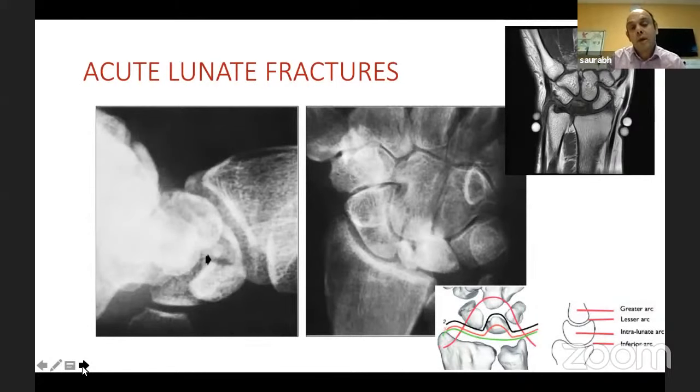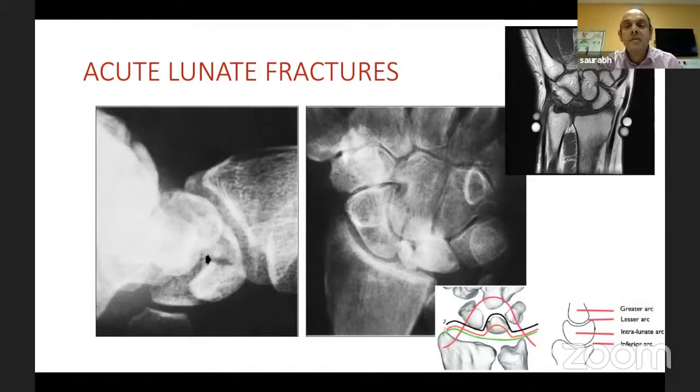Lunate, occasionally I would see lunate fractures. They can happen in two ways. More commonly, what I see in my practice is they are superimposed on Kienbock disease or avascular necrosis of lunate. So AVN, as we all know, as I put an MRI here, when avascular necrosis happens, bone actually is not going to collapse or fragment.